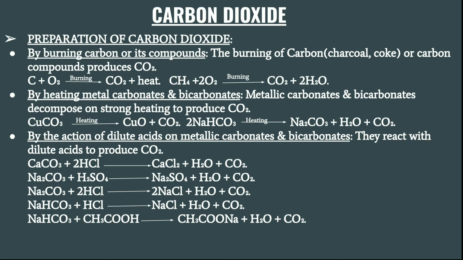Again, when carbon compounds like methane and ethane are burned, they combine with oxygen to form carbon dioxide and water. Now, if we heat metal carbonates and bicarbonates, on strong heating they decompose to produce carbon dioxide. For example, copper carbonate, if we heat it, will give us copper oxide and carbon dioxide.